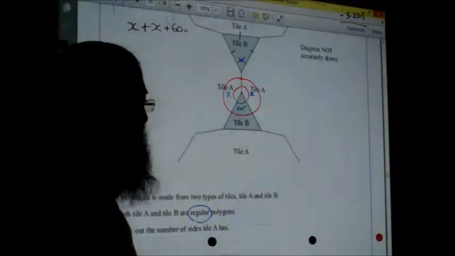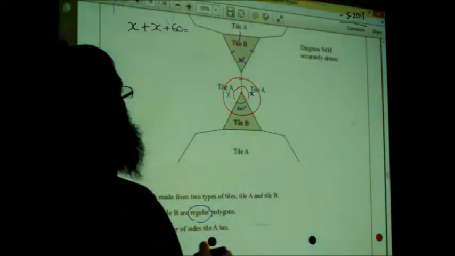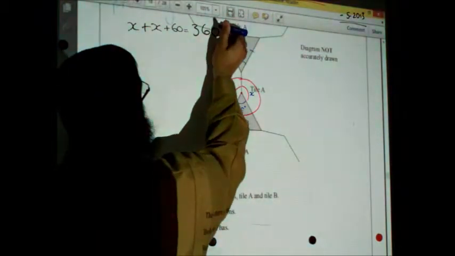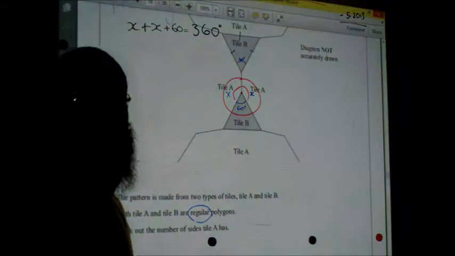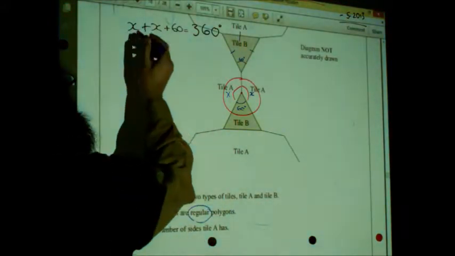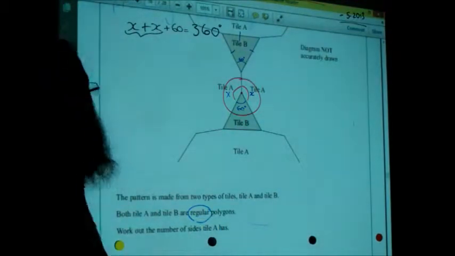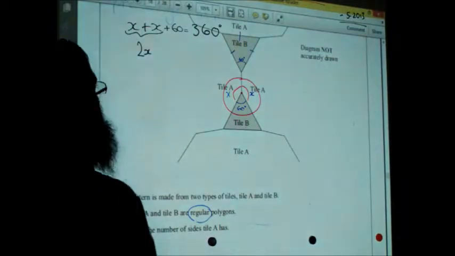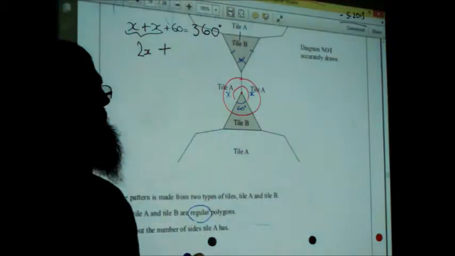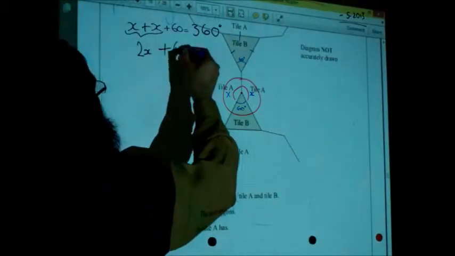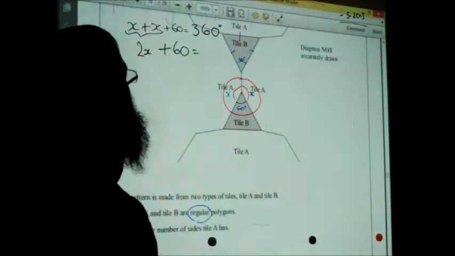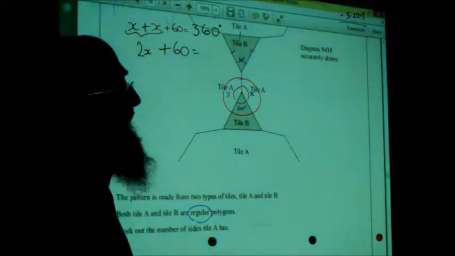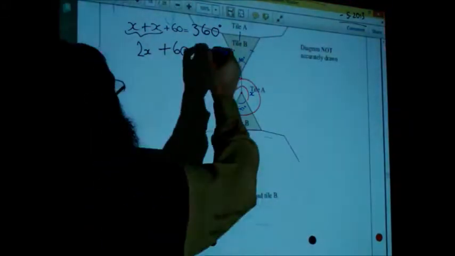So what do all the angles add up to around a point? 360. You can say a bit louder than that, Samir. 360 degrees. So let's work out the value of X. Let's simplify first. We have X add X, that gives us an answer of X squared. Well done, Samir. Okay, 2X plus 60. When you add X with another X, we get 2X. You only get X squared when you multiply X by itself. It's a common mistake.